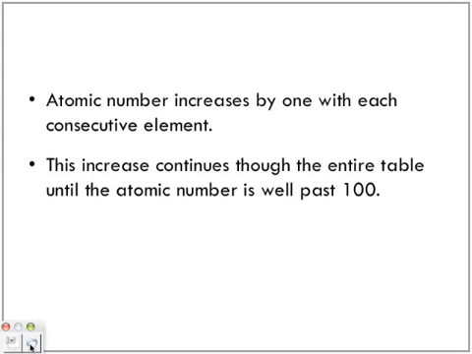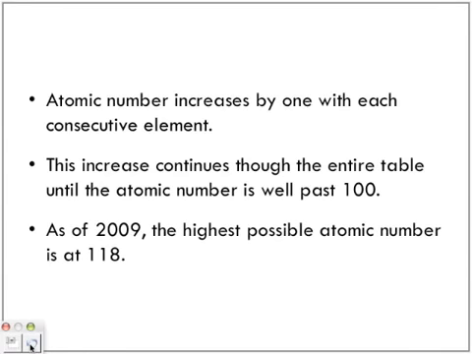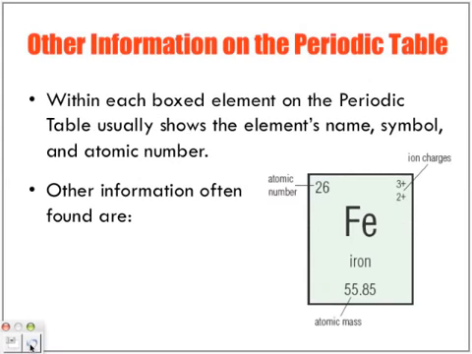This increase continues through the entire table until the atomic number is well past 100. As of 2009, the highest possible atomic number is 118. So your periodic table is most current if it goes up to the atomic number of 118, which means that atom contains 118 protons. If you do not have 118 elements in your periodic table, then you've got one of the older versions of the periodic table.